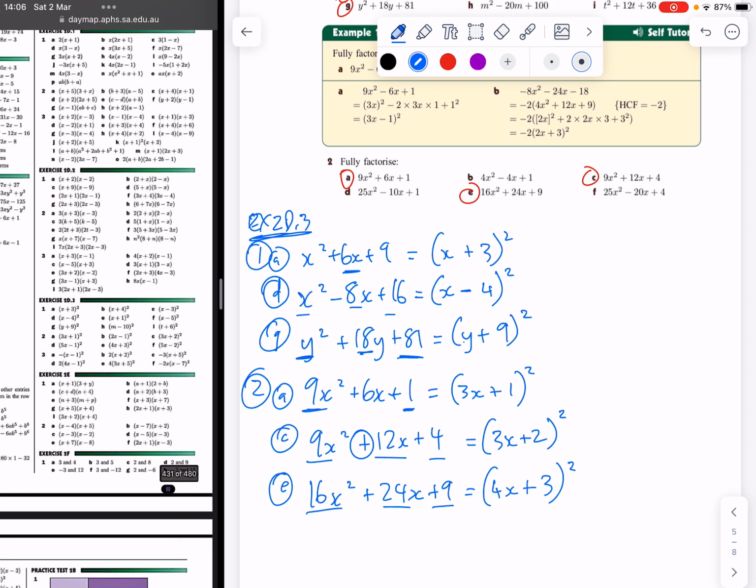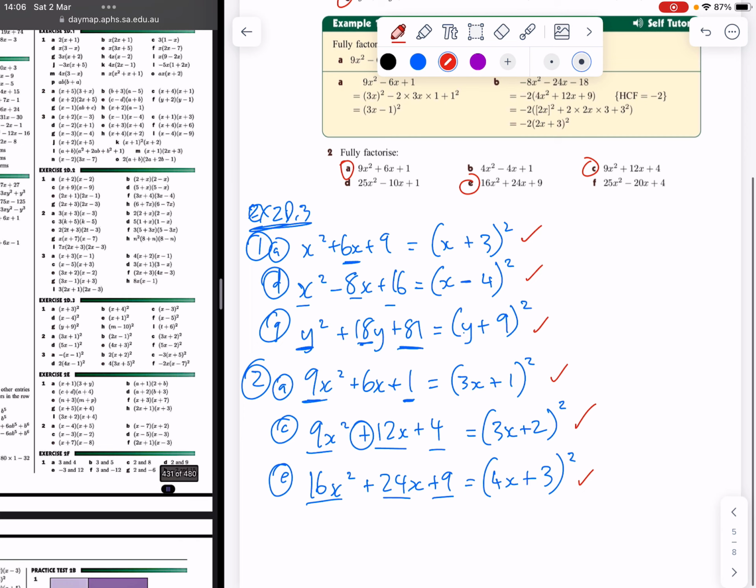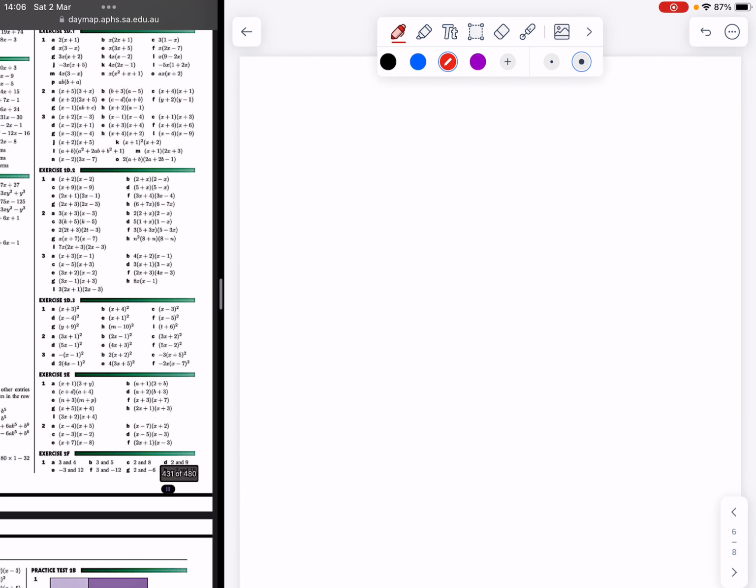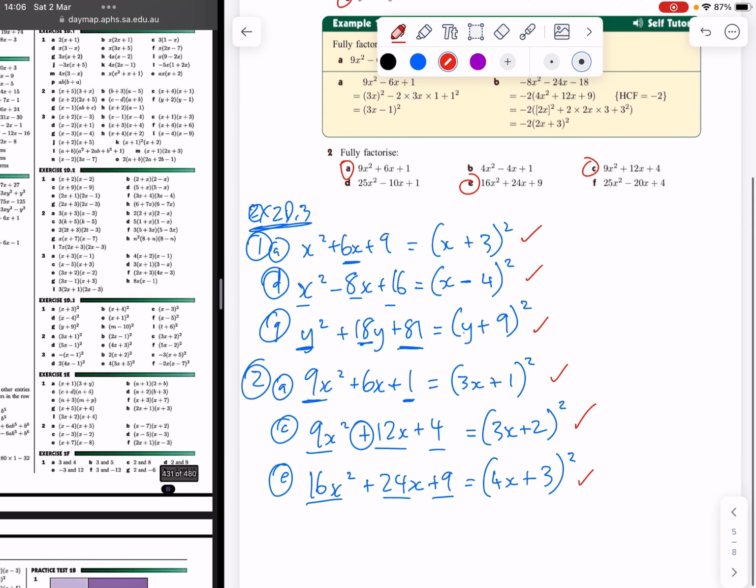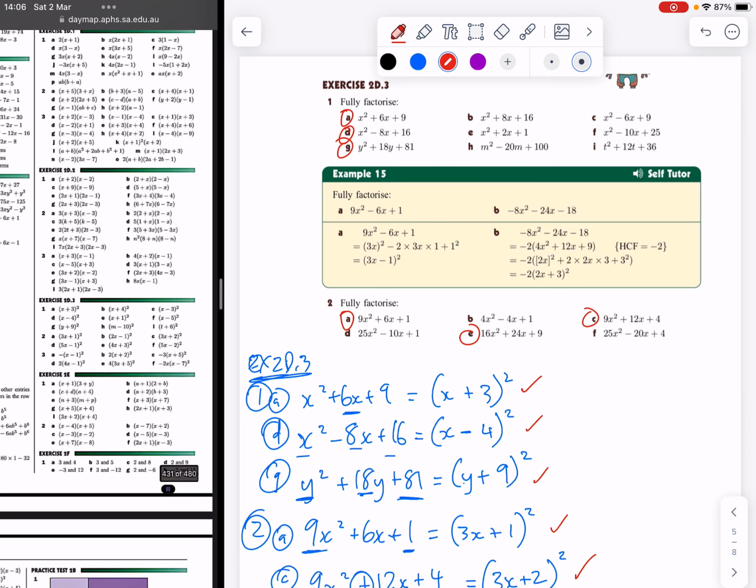2D.3, 1a: (x plus 3) squared. D: (x take 4) squared. (y plus 9) squared. 2: (3x plus 1) squared. (3x plus 2) squared. E: (4x plus 3) squared. I think there's one more. Is that it? Let me check the timeline.